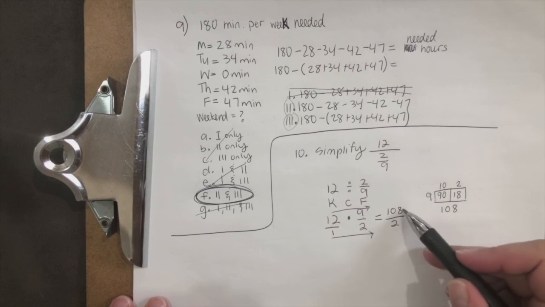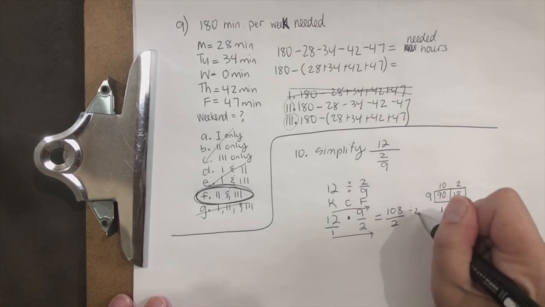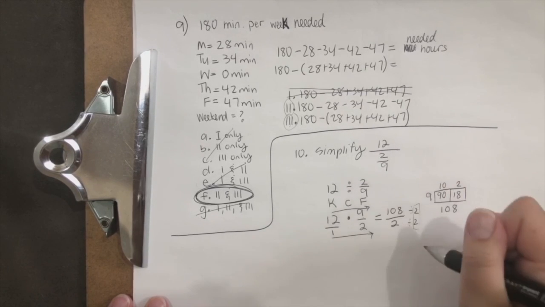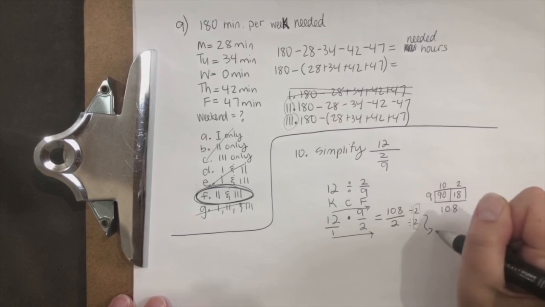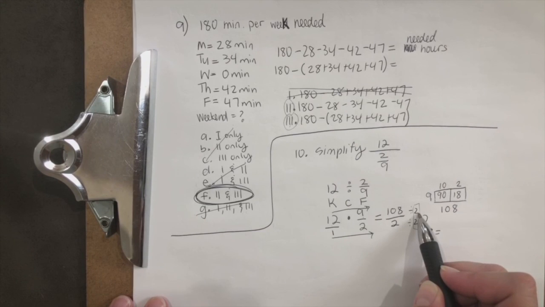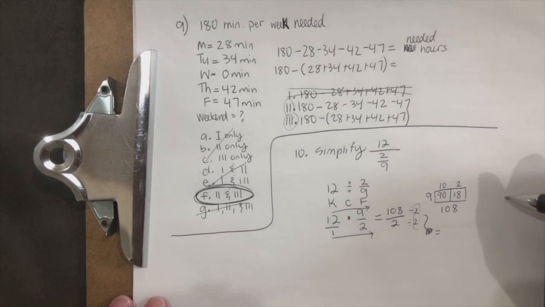Well, these are both even, so I can divide the top by 2 and the bottom by 2. This is like my giant 1. And I'll get a new answer. Let's move this down here. So 108 divided by 2. I'm going to use a generic rectangle again. Think about this. So if I have 100 in the hundreds column, I have nothing in the tens column, so I'm just going to leave that blank. And then I have an 8 in the 1 column. And I'm dividing everything by 2.